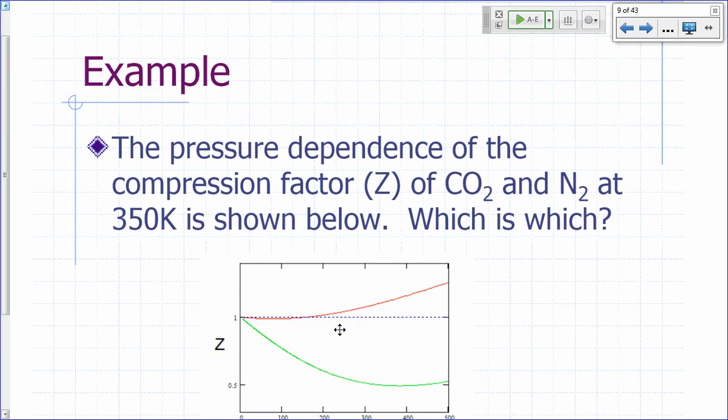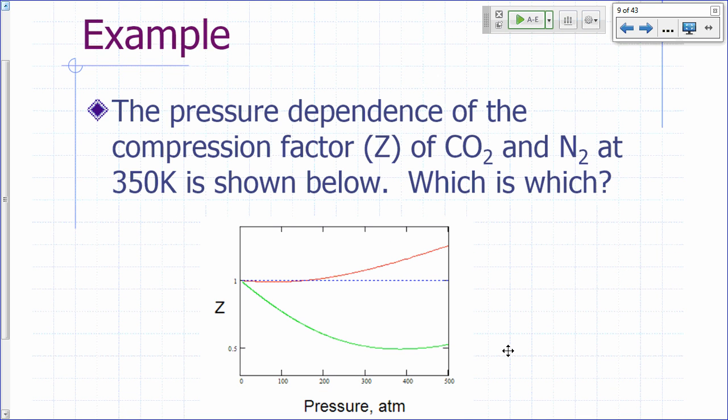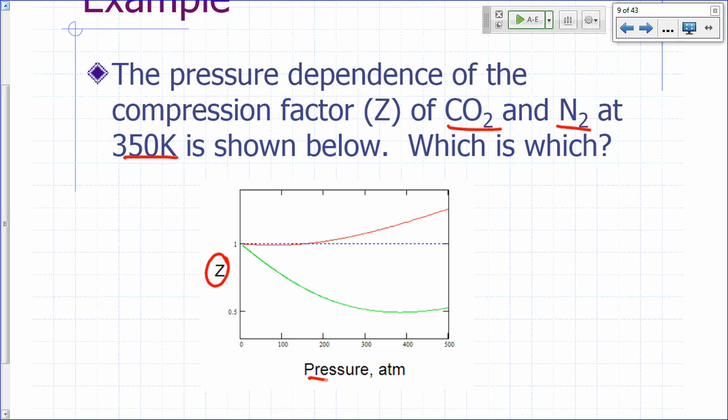So here's a typical graph that you can use to show how the compression factor Z depends on pressure. This is for carbon dioxide and nitrogen at 350 Kelvin. Which one do you think is carbon dioxide and which one do you think is nitrogen? This is a plot of Z versus pressure. So increasing pressure here.